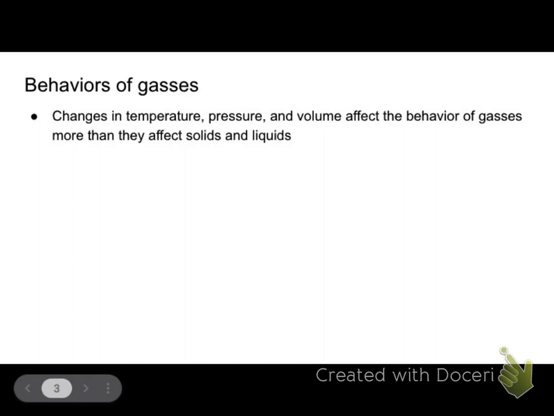Changes in temperature and pressure and volume affect all substances, but they're much more visible and they have a much greater effect in gases than they do in solids and liquids. And that has to do with the nature of how fast the particles are moving and how far apart they are from each other.